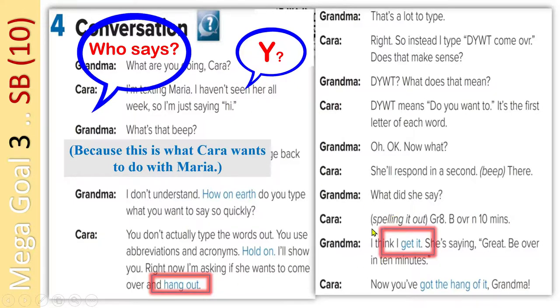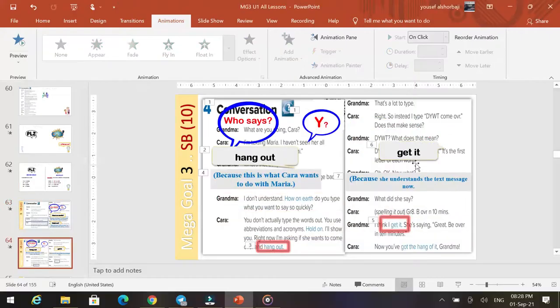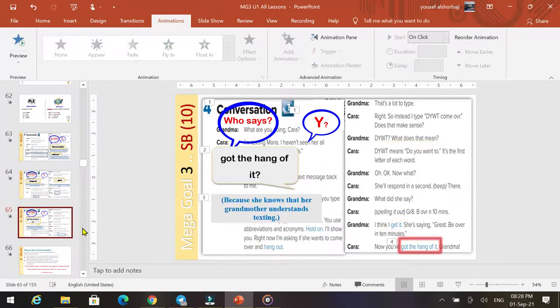Another question. Who said get it? I get it. Who said get it? It was the grandma. Get it هنا مو معناها حصلت عليه معناها فهمت أنا الآن. Because she understands the text message now. الآن هي فاهمة طريقة التكست message. شافت الطريقة كيف؟ عملية التكست أنت ما بتكتب جميع الكلمات أو جميع الحروف للكلمات اللي أنت محتاجها.